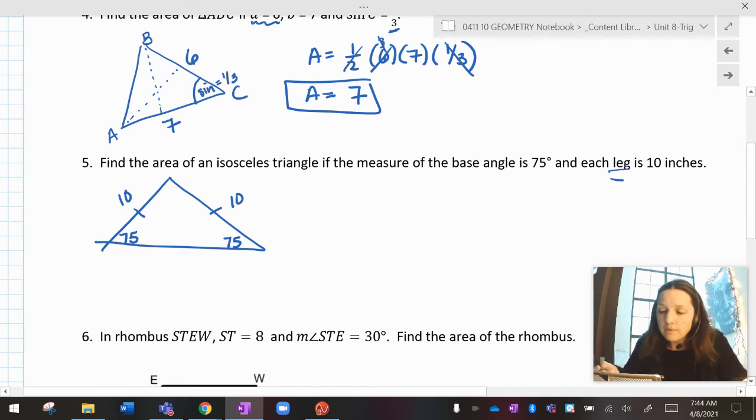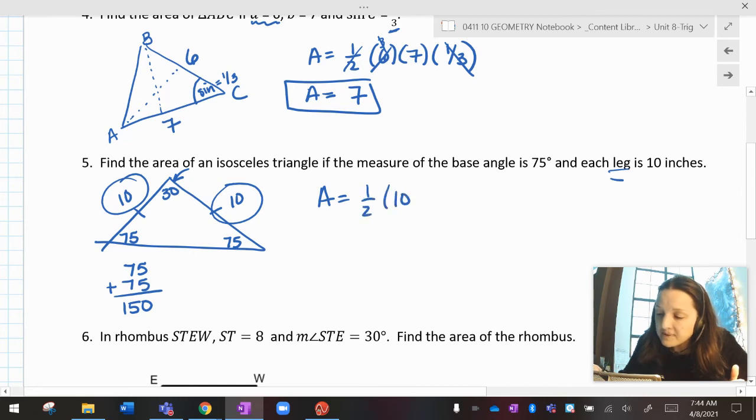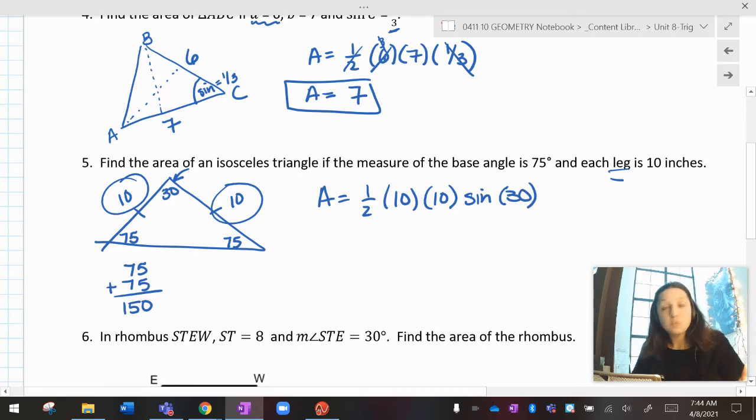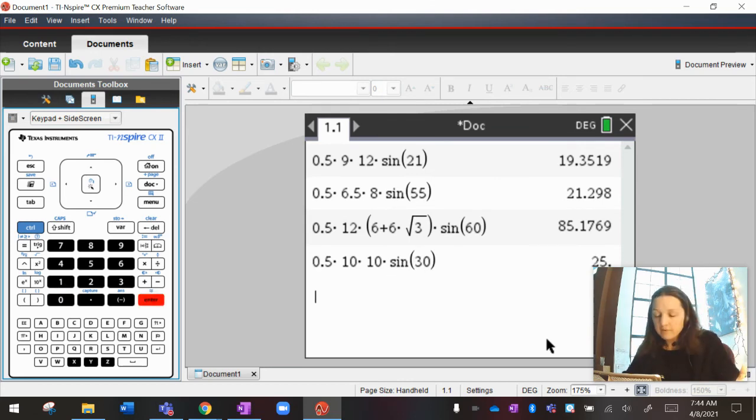If I want the area of this triangle, I have a side, another side. I would really like the angle in between. So 75 plus 75 is 150, meaning this is 30 degrees in between. So the area here is going to be 1/2 side, side, sine of the angle in between. So 1/2 times 10 times 10 times sine 30, 0.5 times 10 times 10 times sine 30, and you get 25.